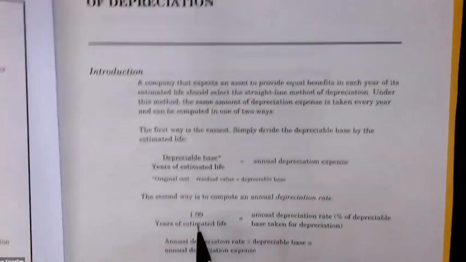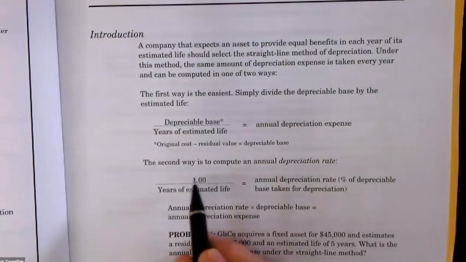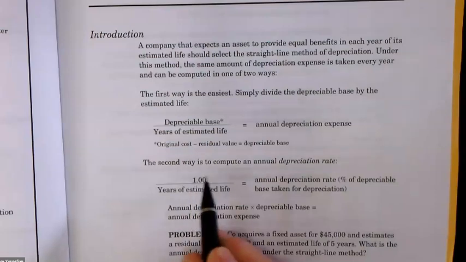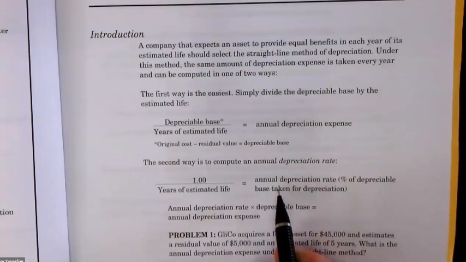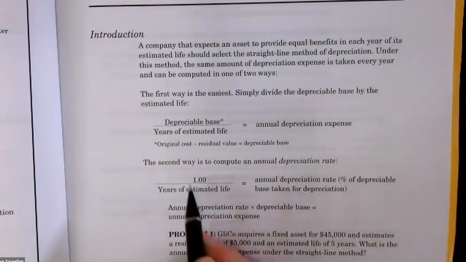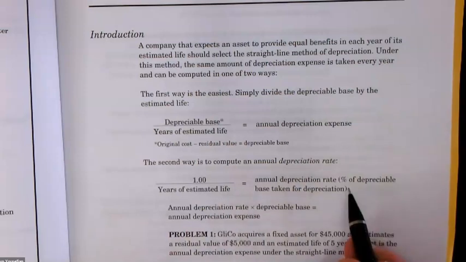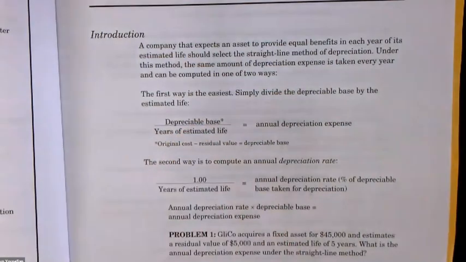Here it says there's another way to calculate. You say, okay, 100% of my equipment divided by estimated useful life gives you the depreciation rate. So 100% divided by, let's say, 5 years useful life gives you a 20% depreciation rate on an annual basis. That gives you the same information as above.